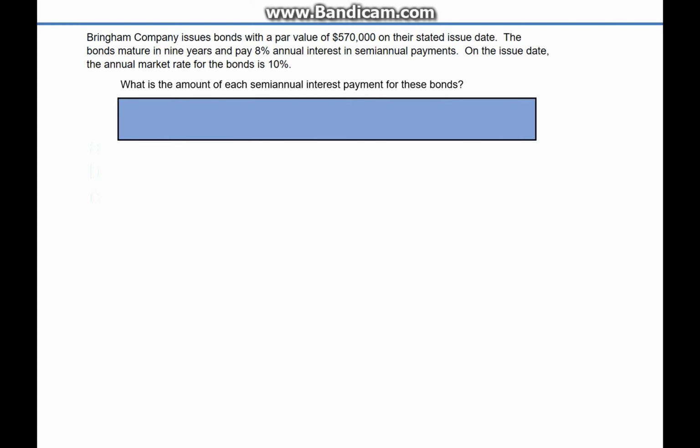Bonds with a par value of $570,000 on their stated issue date. The bonds mature in 9 years and pay 8% annual interest in semi-annual payments. On the issue date, the annual market rate for the bonds is 10%. What is the amount of each semi-annual interest payment for these bonds?